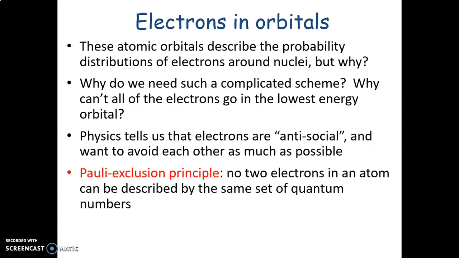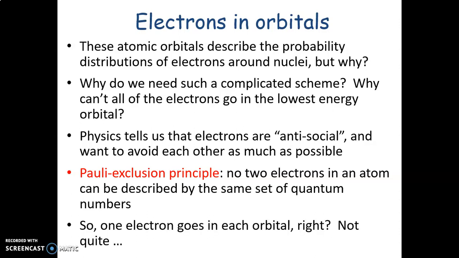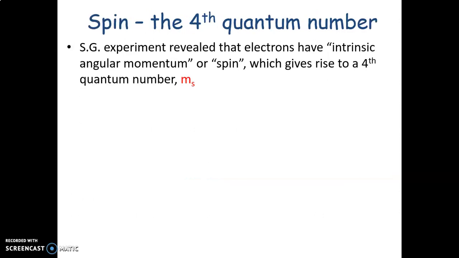So this is what is known as the Pauli exclusion principle, which I alluded to many times in class, and basically it says no 2 electrons in an atom can be described by the same set of quantum numbers. So you might think that 1 electron goes in each orbital. Not quite. We already know the answer for this.